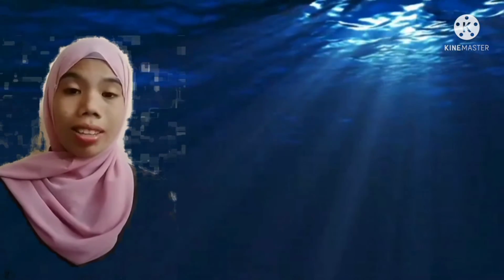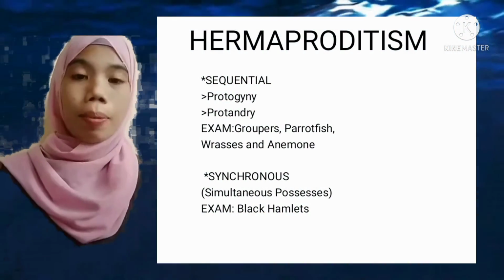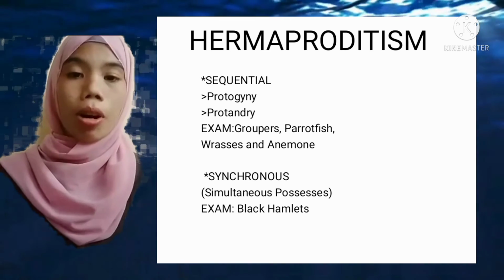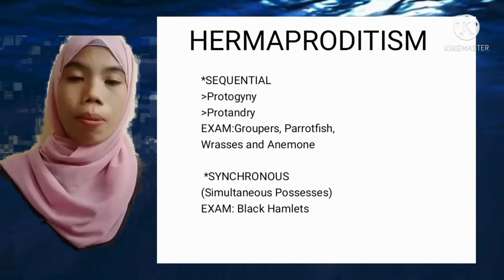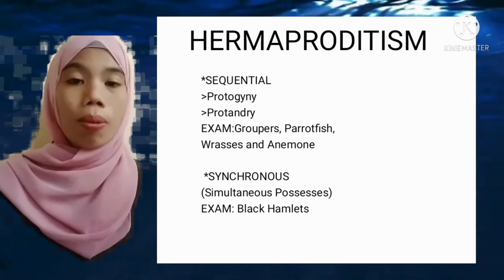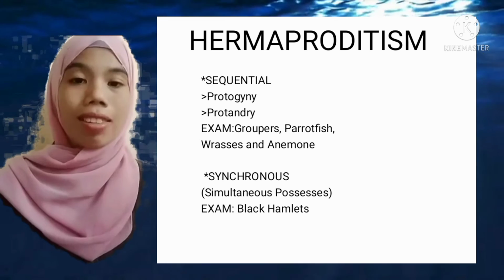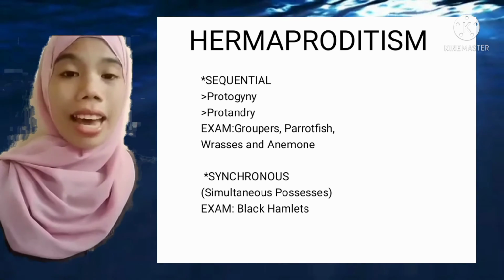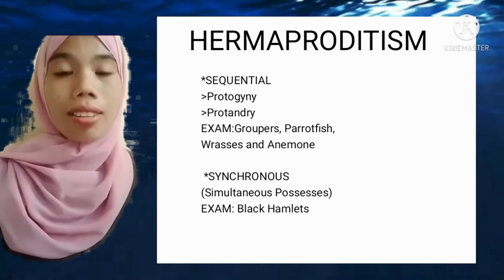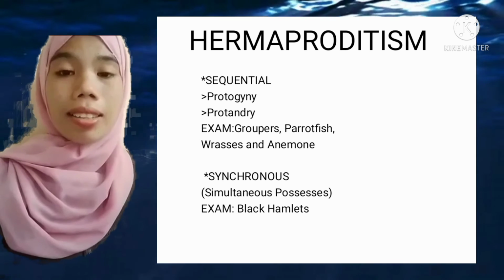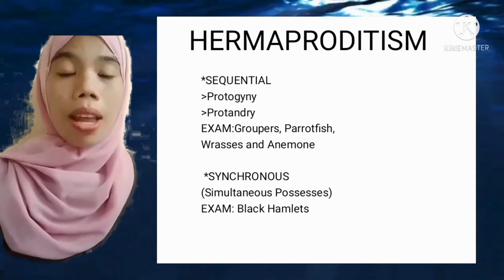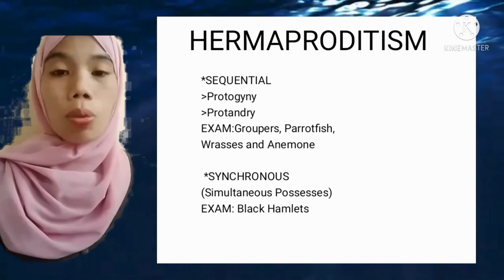Then the next is, what is hermaphroditism? Hermaphroditism means an organism that has both male and female reproductive organs and can perform both male and female roles. Hermaphroditism has different types. One of these is sequential hermaphroditism. Sequential hermaphroditism means the animals start out as one sex and switch to the other sex later in life. These include protogyny and protandry. Protogyny means animals develop first as female and switch to male.